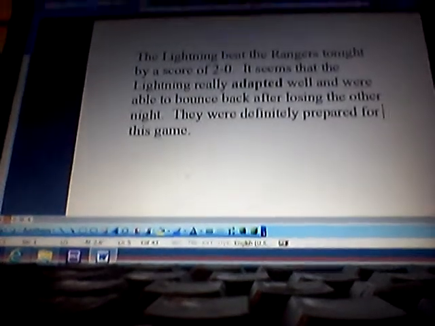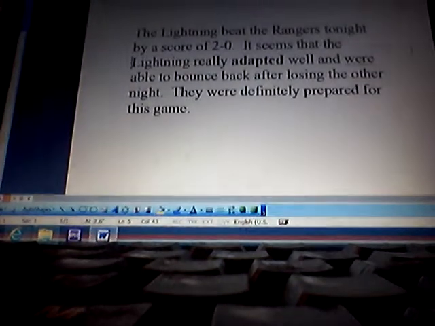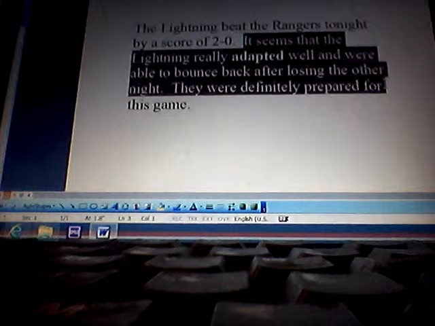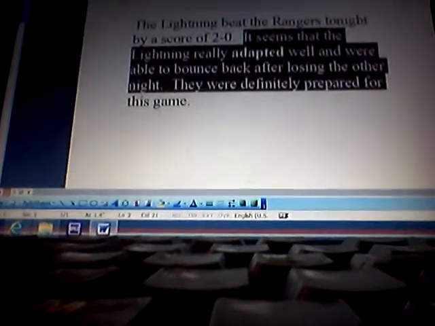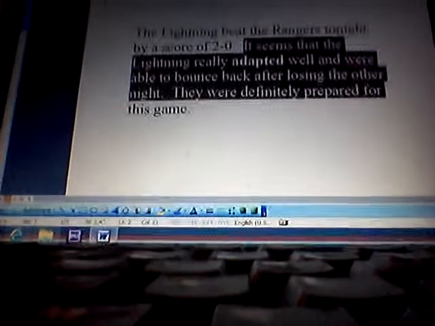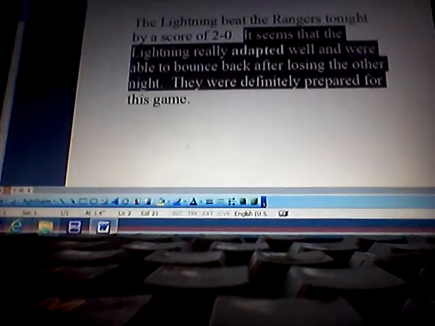The first thing I'm going to do is look at the sentence that the word is actually in. So I'm going to start with this one right here. I know I'm going to highlight a little more than that, but I'm just going to focus on that sentence. The sentence that it's in once again says, it seems that the Lightning really adapted well and were able to bounce back after losing the other night.